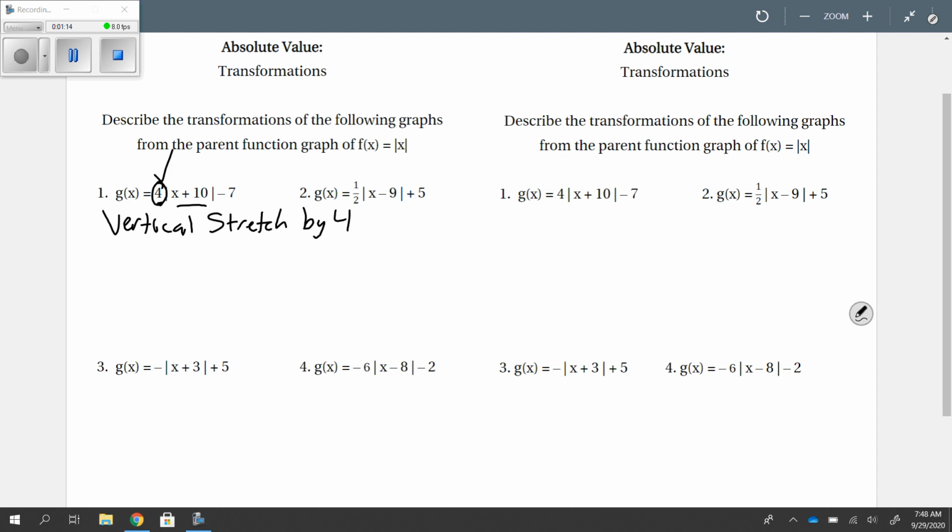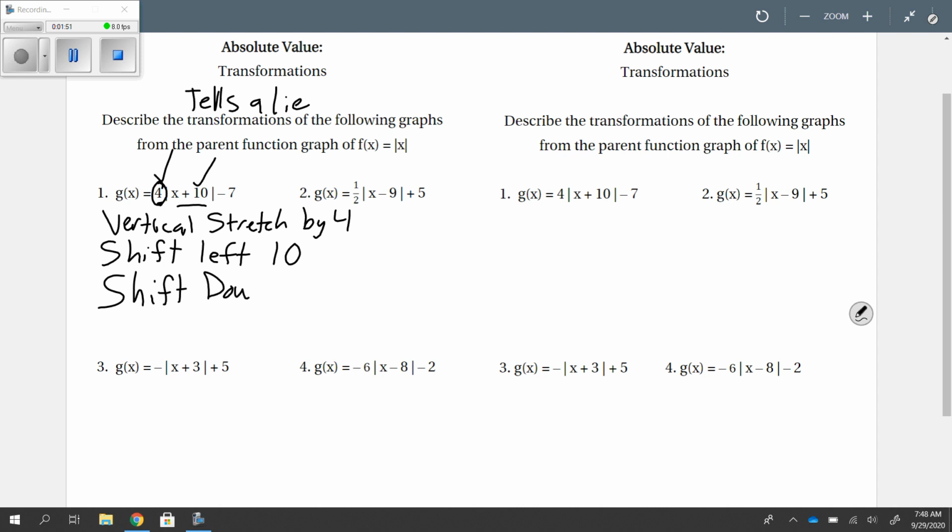We move on. This x plus 10, 10 is inside the absolute value expression. Okay, just like parentheses, if it's inside, it tells a lie. So we'd see x plus 10 and think we're going to the right, but actually we're going to the left. So shift left 10. Okay, that's done. Now we see this minus 7, which is on the outside, so it tells the truth. And we know outside is up or down. Shift down, because it's minus 7. All right, and we're done for number 1.